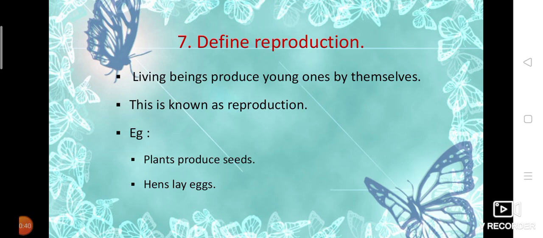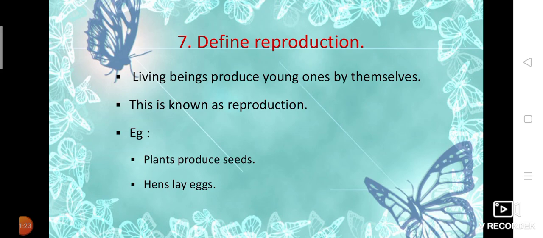Yes. Question number 7. Define reproduction. So the answer for that question is: living beings produce young ones by themselves. This is known as reproduction. Example, plants produce seeds, hens lay eggs.